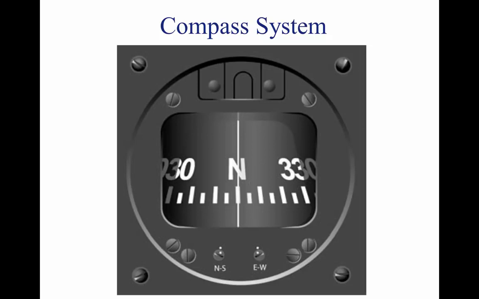There are long and short graduation marks between the letters and numbers, each long mark representing 10 degrees, and each short mark representing 5 degrees. The magnets align with the Earth's magnetic field, and the pilot reads the direction on the scale opposite the lubber line. Note that the pilot sees the compass card from its backside.